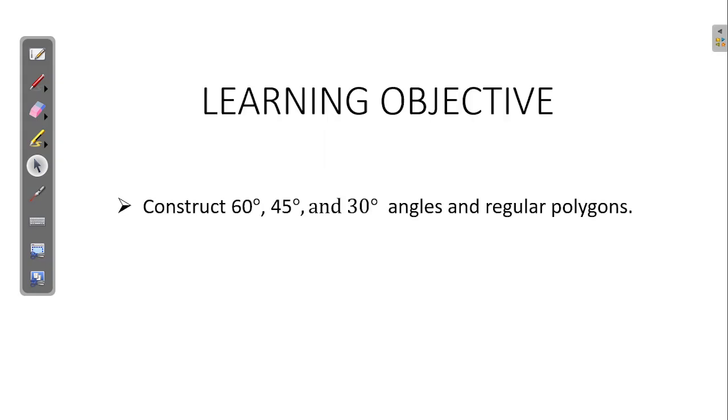In this video we are going to be looking at constructions. This is basically for the Year 9 Checkpoint Mathematics, constructing angles. Now our learning objective is that we are going to learn how to construct angles of 60, 45, 30 and 90 degrees respectively, and also we are going to learn how to inscribe regular polygons in a circle.